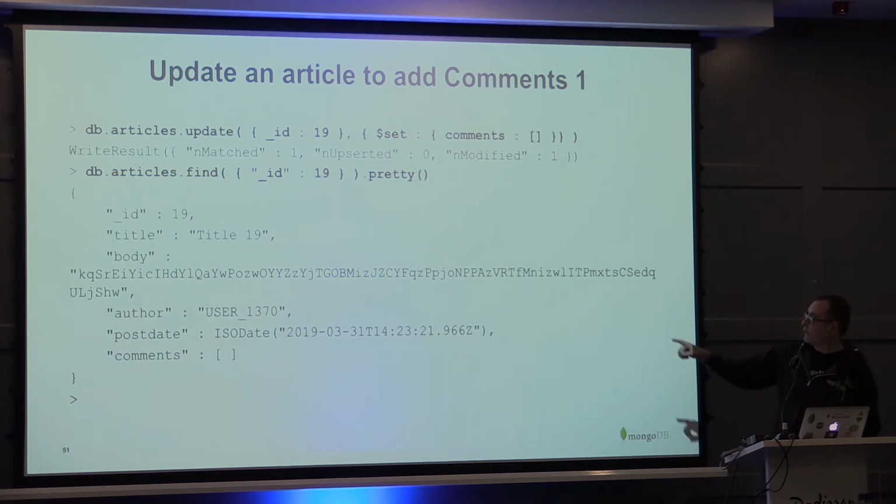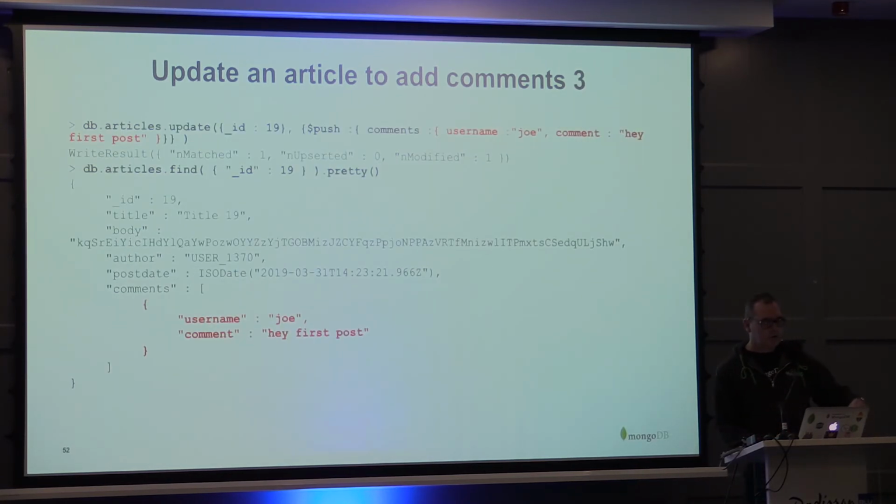And now what we'll see down here is we get the same document, _id 19, title is title 19, the body is a random string, the author is user 1370. We've got the post date that we'd find, and now we've got an empty array for comments. How do we add a comment then? Well, we do the same update operator, and we use $push, which effectively appends an item to an array, and we're appending a sub-document. So user Joe Drumgoole, comment, hey, first post. And now what you'll see is the comments array becomes an array of sub-documents. And now we can continue to add sub-documents, and they'll be in order, very straightforwardly.